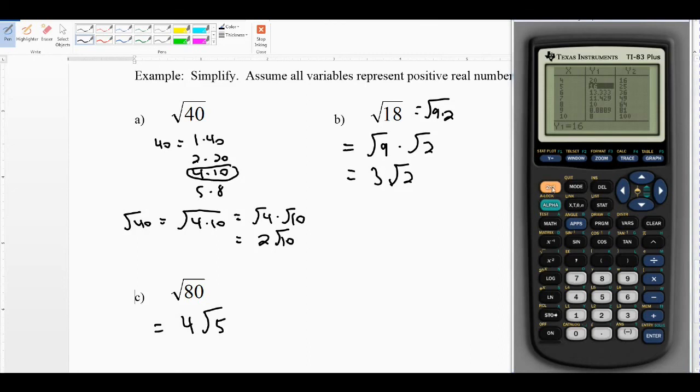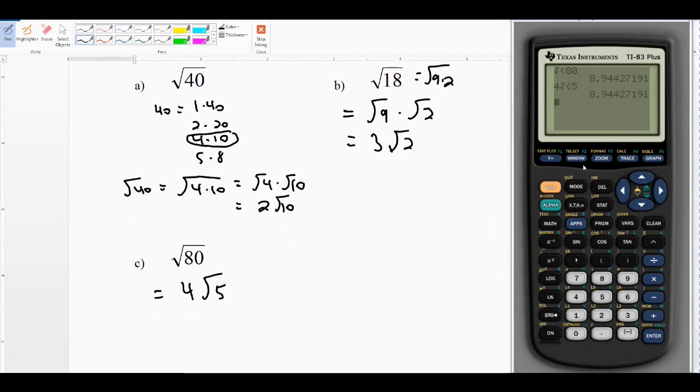Now if you don't believe me, if you want to check your answer, here's all you've got to do. Take the square root of 80 and you get that decimal. Now I'm going to take 4 square root of 5 and see if the decimals match up. And they do. So I know I'm correct. And 5 doesn't break down any, so we're absolutely done with this problem. So the little feature in the calculator or the graphing items, knowing how to type it in, can actually save you a whole lot of work.